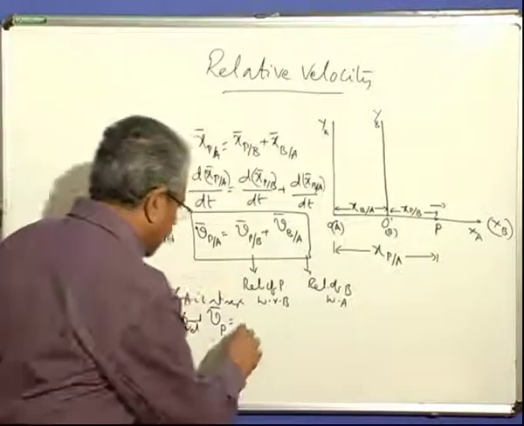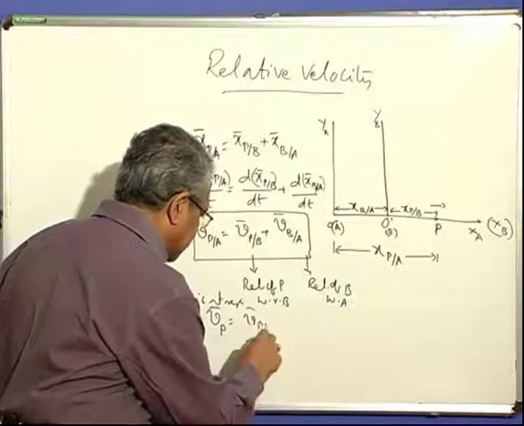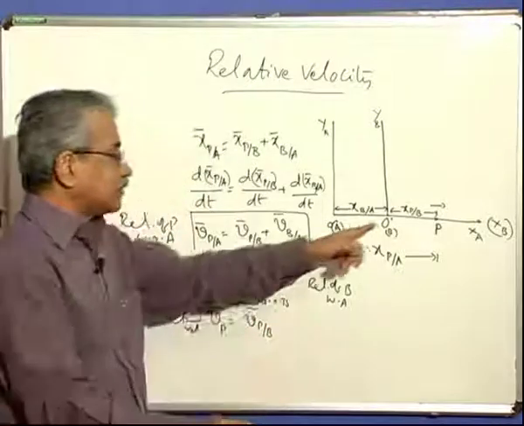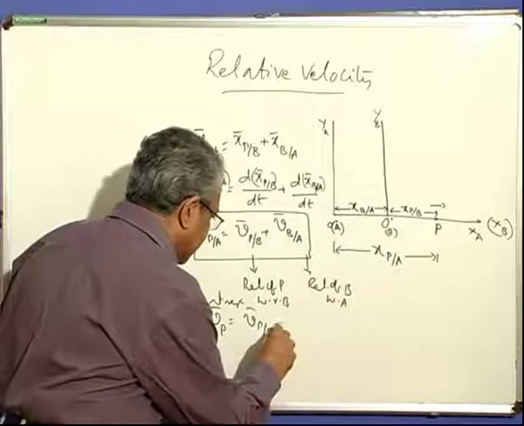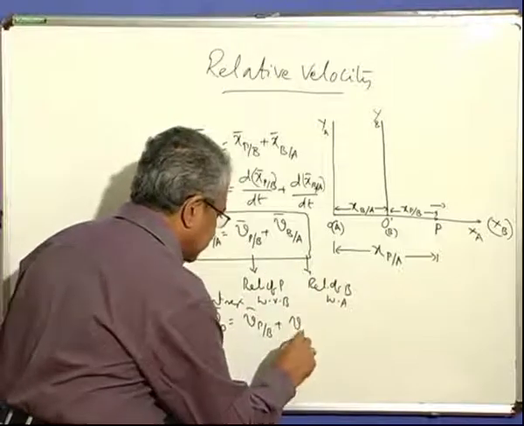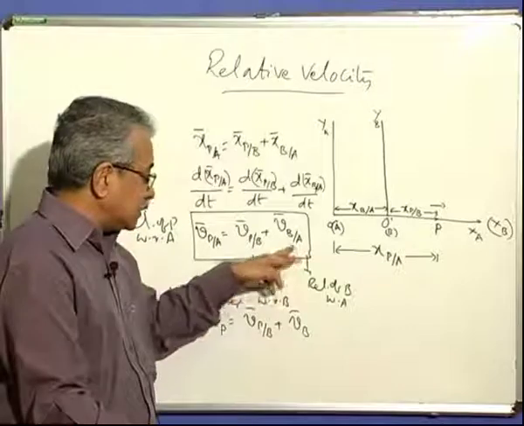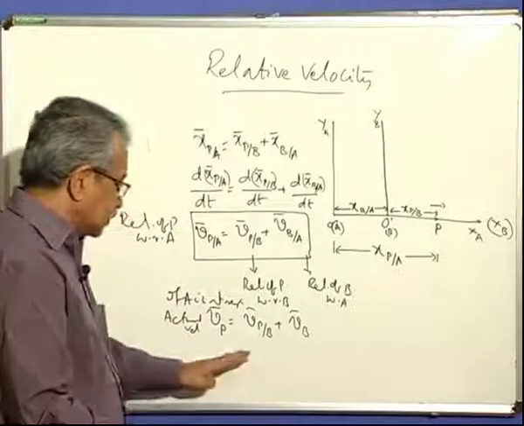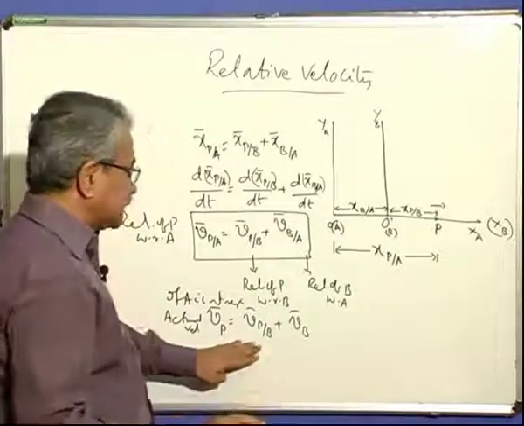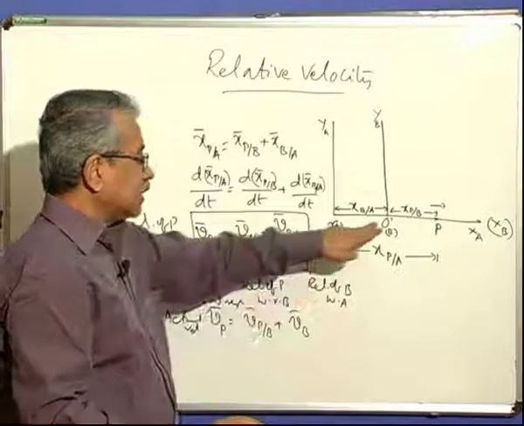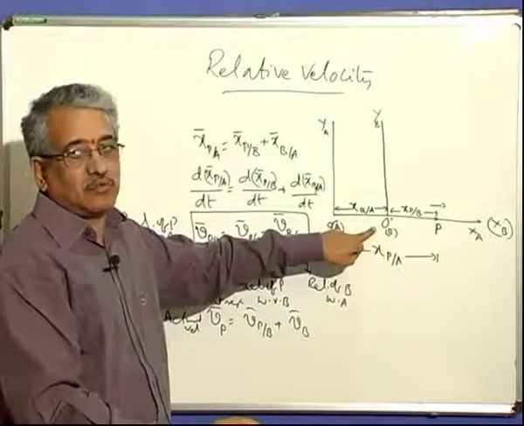That is equal to velocity of P with respect to B. This is again relative velocity with respect to B, plus velocity of B there, because there also A is not moving. Now, there is only one thing that is moving here. Only one observer is moving, the other observer is not moving here.